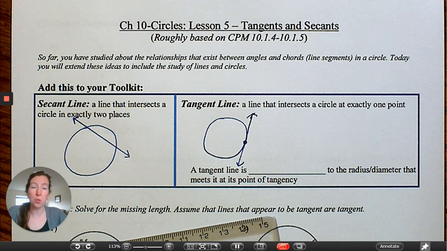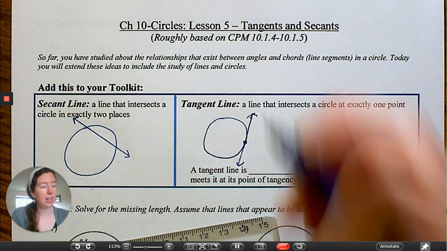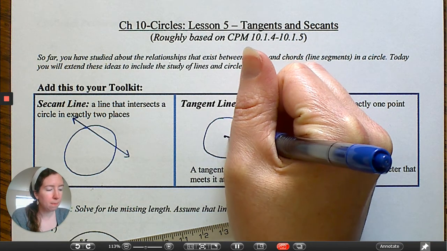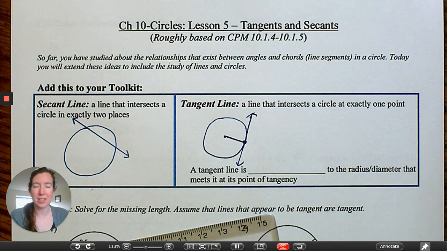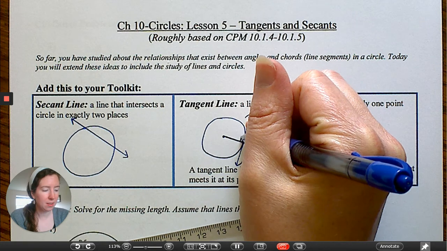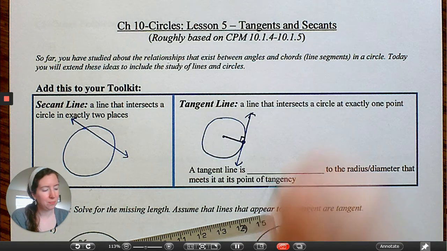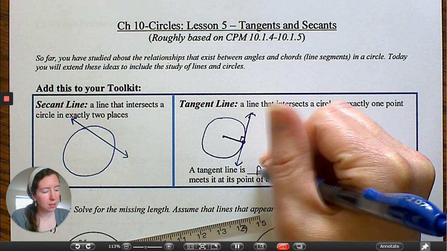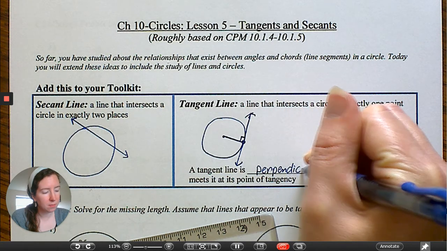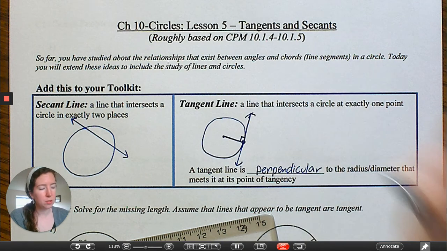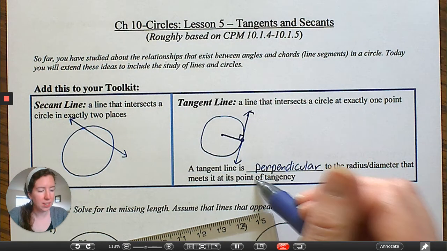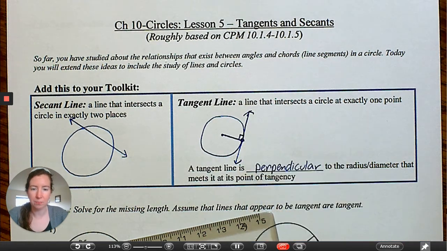Now, there's a very cool relationship between the tangent line and the diameter or radius that intersects it. If I draw in my radius, you can probably guess there's something special about this angle here. It makes a 90-degree angle. So the tangent is going to be perpendicular to the radius or diameter that meets it at its point of tangency. The point of tangency is this point right there.